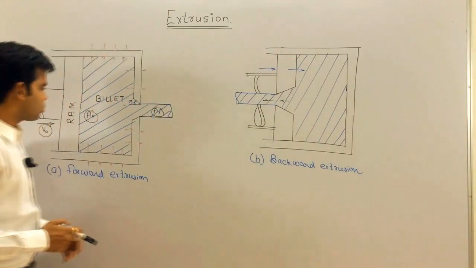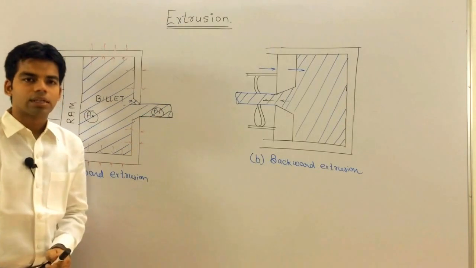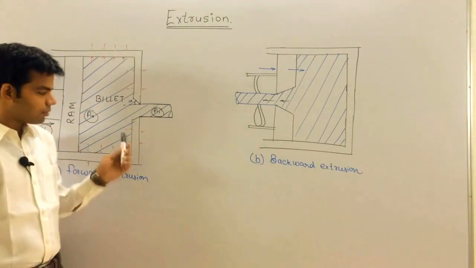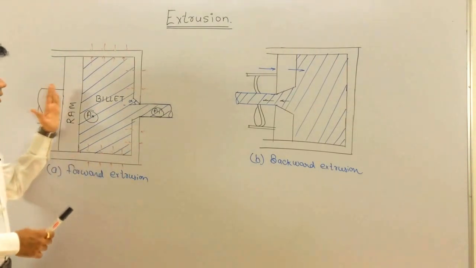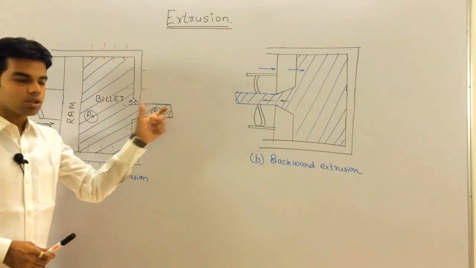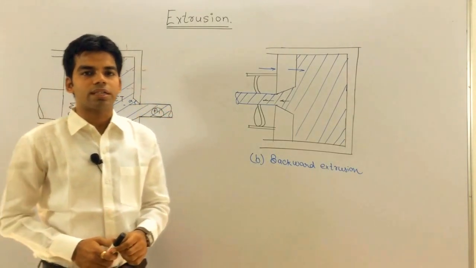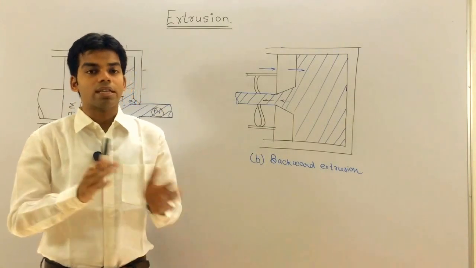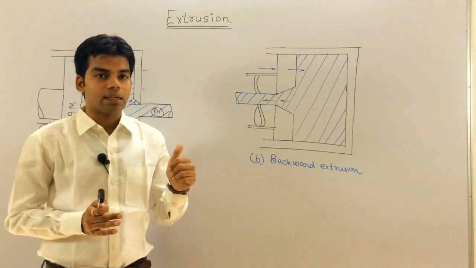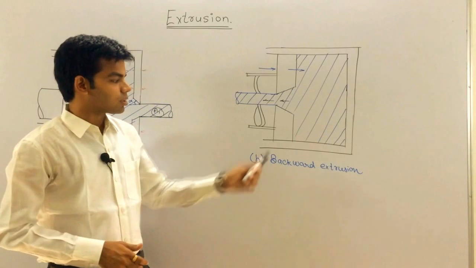When we are applying a force on a ram and the material is coming out of the container in the same direction as the movement of the ram, like we have seen in this figure, the ram is moving in this direction and the material is also coming out in the same direction. Such an extrusion process is known as forward extrusion, or you can also call it direct extrusion. Now what is backward extrusion? When the movement of the ram and the movement of the material are in opposite directions, then we call it backward extrusion.